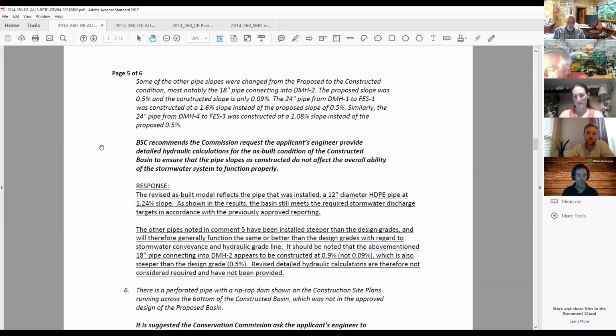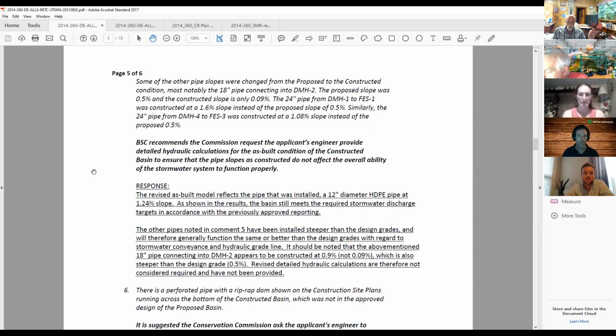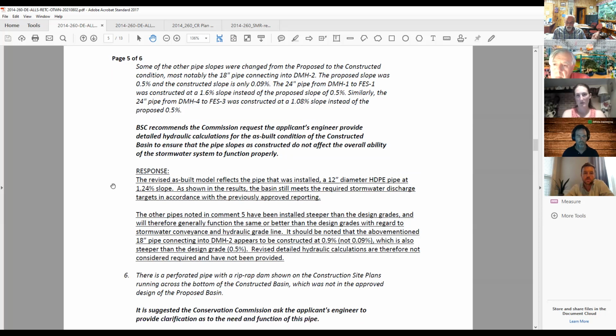So now we get into the slope on the pipes. From an engineering standpoint, it seems fine to the commission. We're going to just ask Frank to take a look at that to verify our thought processes there.